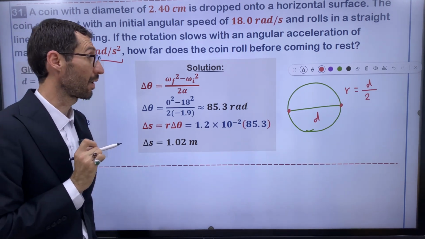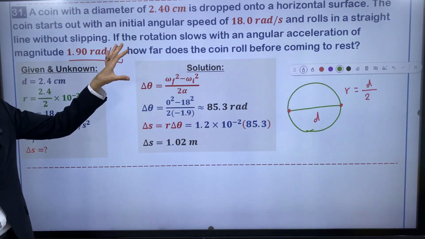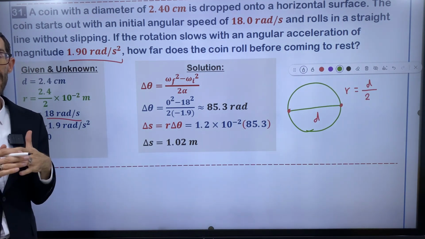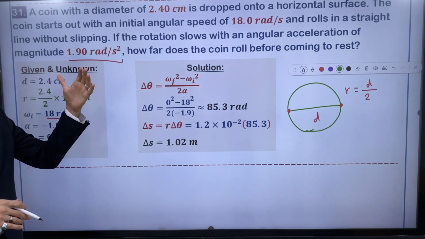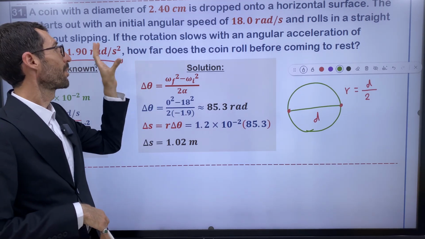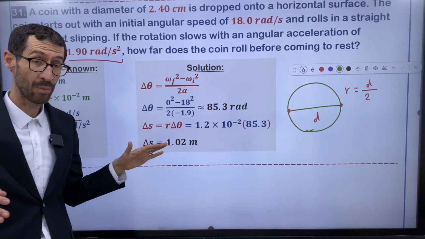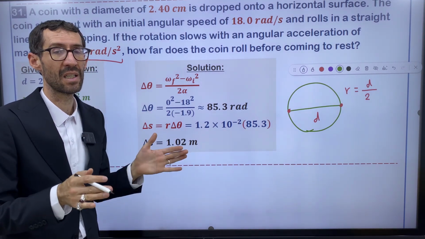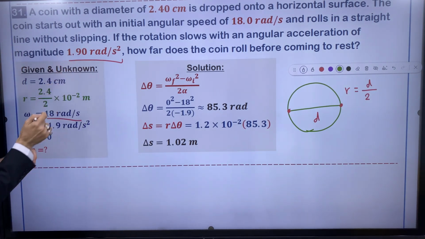Let me tell you the note here. Whenever you hear this, if the rotation slows, it means acceleration is negative. Deceleration is especially used for cars, so here I don't say deceleration. Whenever you hear the words slows down, for any moving object, it means acceleration is negative, right? Slowing down means negative acceleration. You have to put negative in front of this number, so alpha is negative 1.9 rad per second squared.